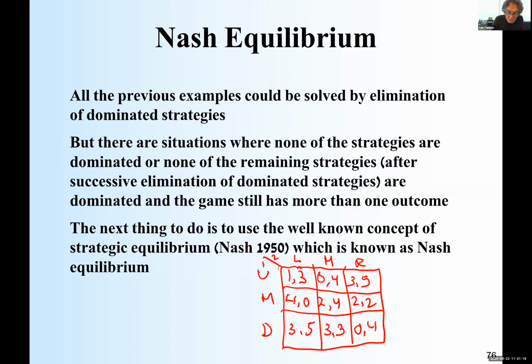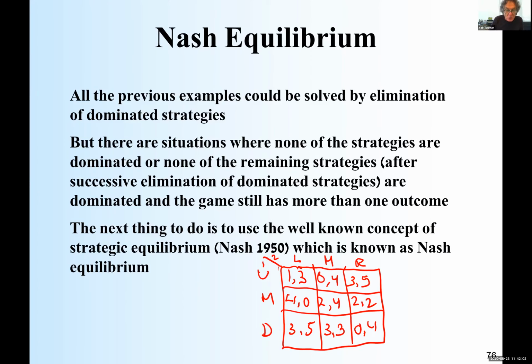Let's compare left and middle. 3 is smaller than 4, 0 is smaller than 4, but 5 is more than 3. So I cannot compare L to M. What about L to R? 3 is smaller than 5, 0 is less than 2, but 5 is more than 4. I cannot compare L to R. What about M to R? 4 is smaller than 5, but 4 is bigger than 2. Nothing that I can do. The game cannot be reduced anymore. Now, what is the outcome of this game? That's a question. We'll come back to it.